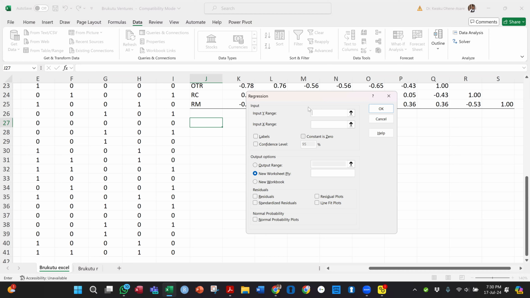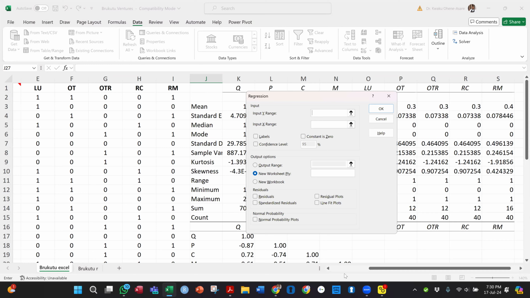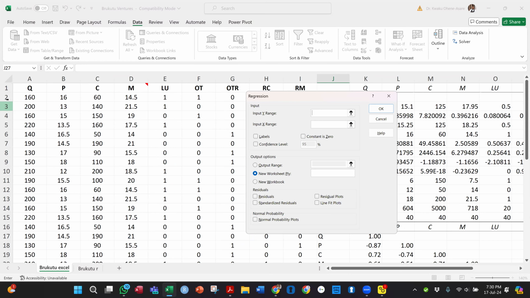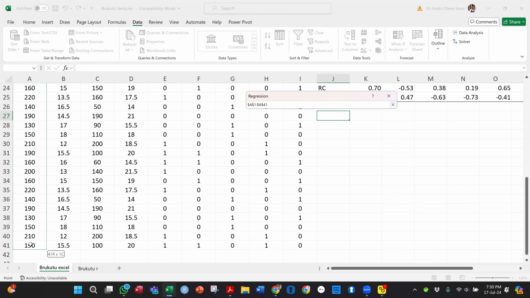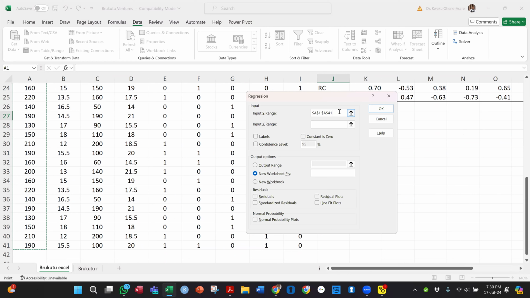Next, you have the input Y range. The Y range here means the dependent variable. So input Y range means go and collect the dependent variable. The dependent variable is kill. So come to your data set, select the kill, drag it all the way to the end, and put that into the input Y range. In my case, you can see that it's from A1 to A41. When you make a mistake, do it again.